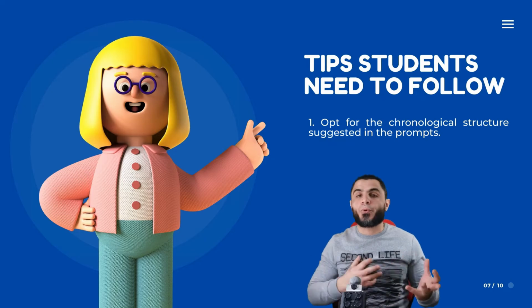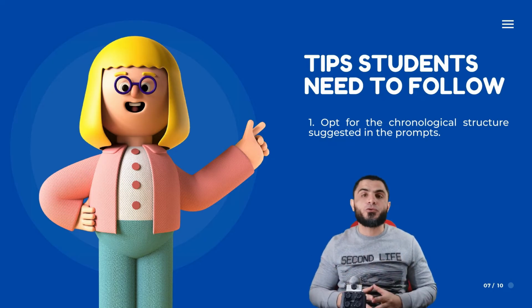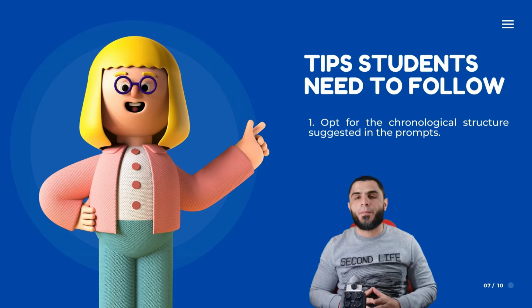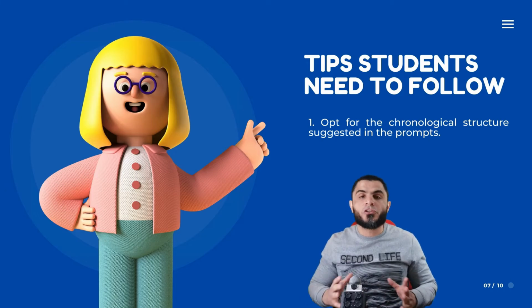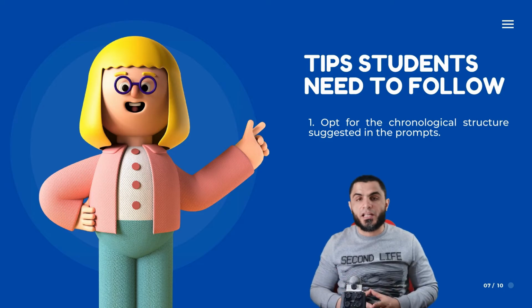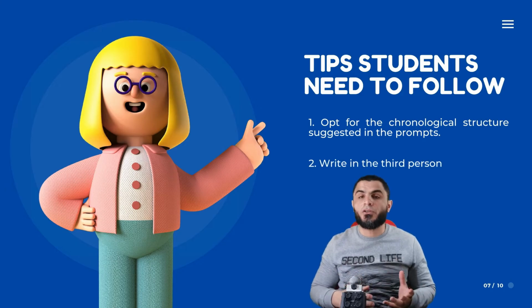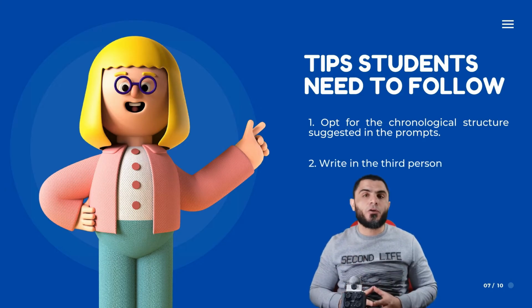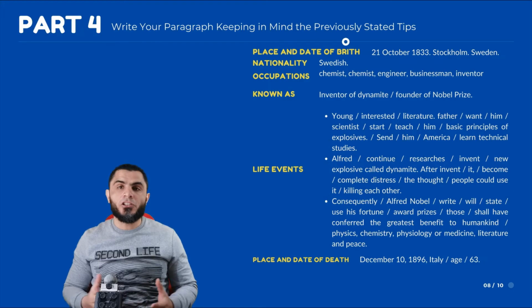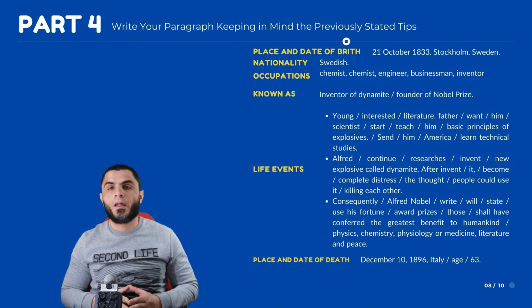Do not try to rearrange the prompts that you have to avoid the misuse of the information provided in the question. So this is a common mistake that students usually make when they answer such a question. The second thing is to write in the third person, he or she, to make your biography sound more objective. So let's get started now writing sentence by sentence.